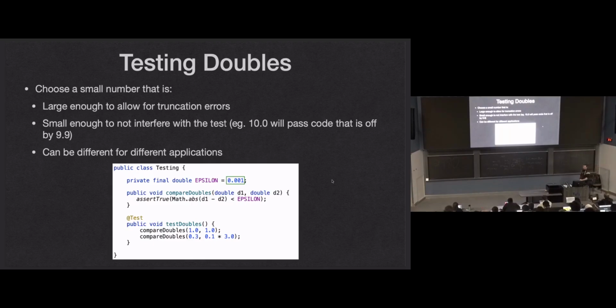So for example, if epsilon was 10, and I have a method that's supposed to return 2, and it returns 11 instead, my test case is going to be like, hey, you're within 10. That's good. You're doing a good job. Pass this code. So you don't want that. You got to be careful to not make these too large as well. And like I said, it depends on the application.